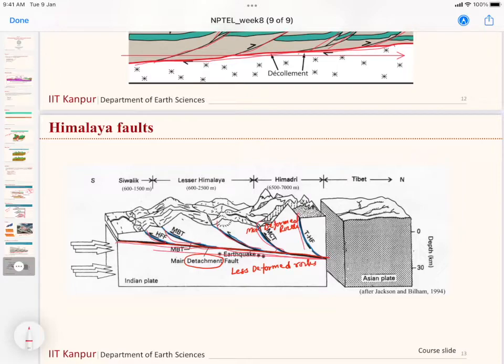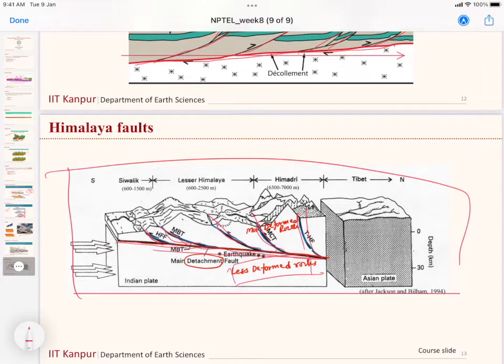I hope it is clear that below this major fault, the rock nature would be hard rock, and that is why there would be less deformed rocks, and above this main fault there would be more deformed rocks, and the nature of these rocks would be soft, or they would be mainly sedimentary rocks. And all these other thrust fault systems would be originating from this main fault. So, this whole scenario, if I talk in terms of the Himalayan system, is a compressional scenario.